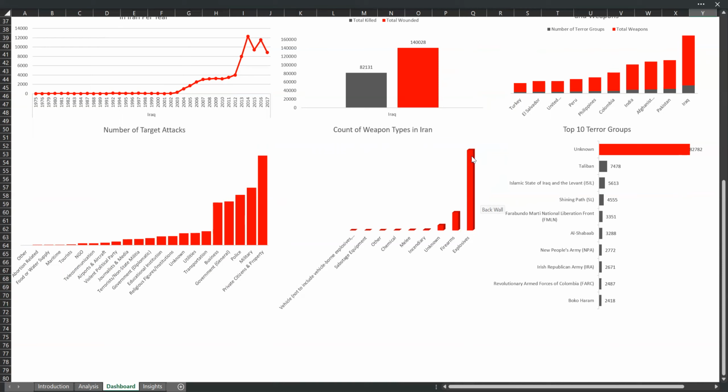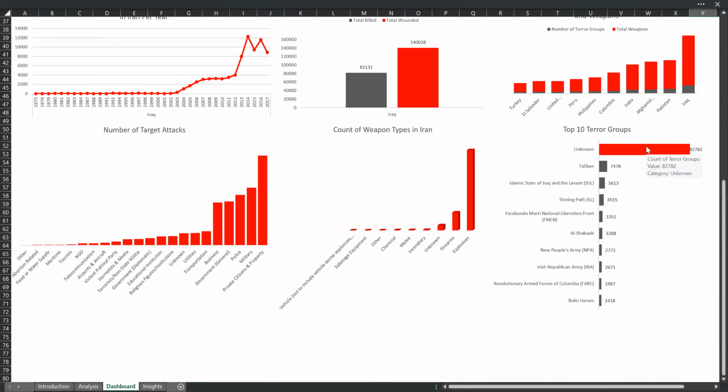As we have observed that Iraq is a high terror zone, it's also good to check the count of weapon types in Iraq, and we can see that the weapon types used in Iraq include explosives, firearms, unknown, incendiary, melee, chemical, other, sabotage, and vehicle, which does not include car bombs. So from here, we can see that explosives rank highest and are mostly used by these terror groups, followed by firearms, although there is a drastic difference between the explosives and firearms.